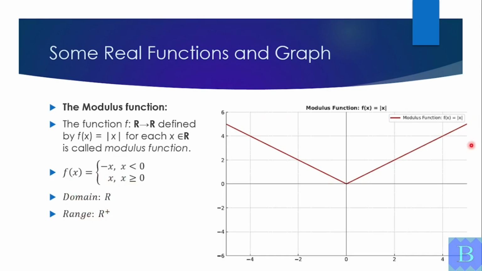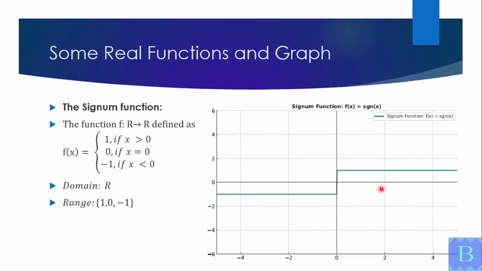8. Signum function. Defined as f(x) = 1 if x > 0, 0 if x = 0, -1 if x < 0. Domain is R. Range is {-1, 0, 1}.